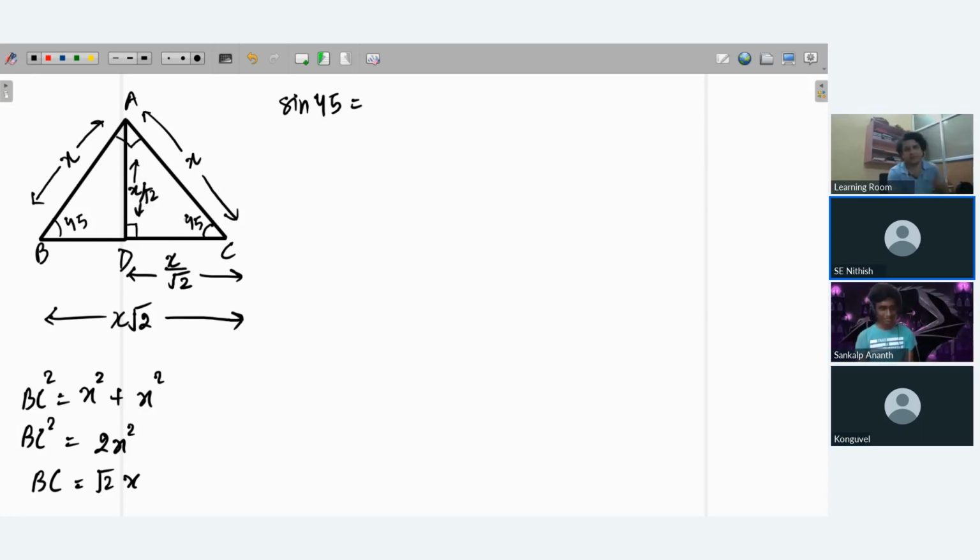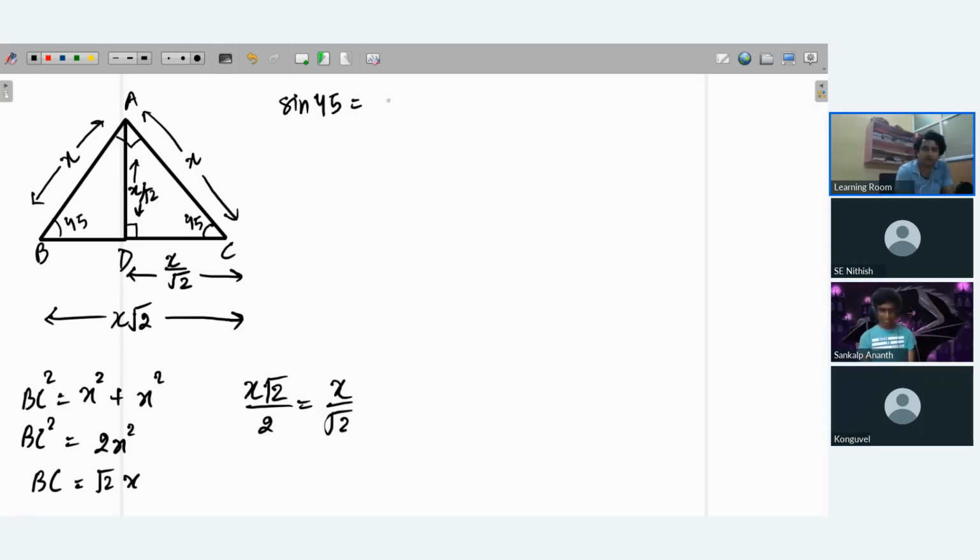Yes, x divided by root 2. No, sir. Isn't it x root 2 by 2? That's right, because it is half of x root 2. It is x by root 2. He's only saying x root 2 by root 2. Oh yeah, we take the rationalizing the denominator. Okay, sorry, sir. My bad, sir.